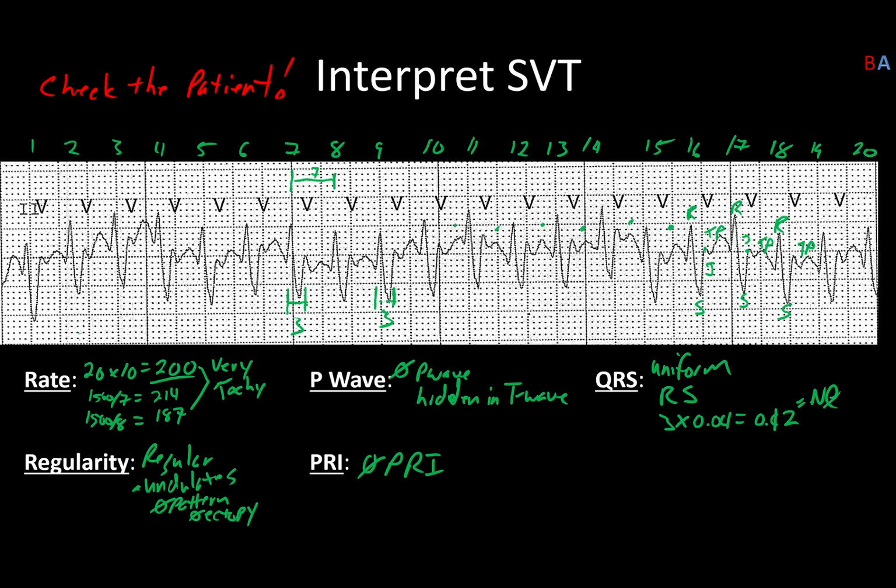So for that reason, we have very fast, we have regular, no P waves, and we have normal QRS. SVT is going to be the best answer that we can give in this scenario, simply because we don't have more information.